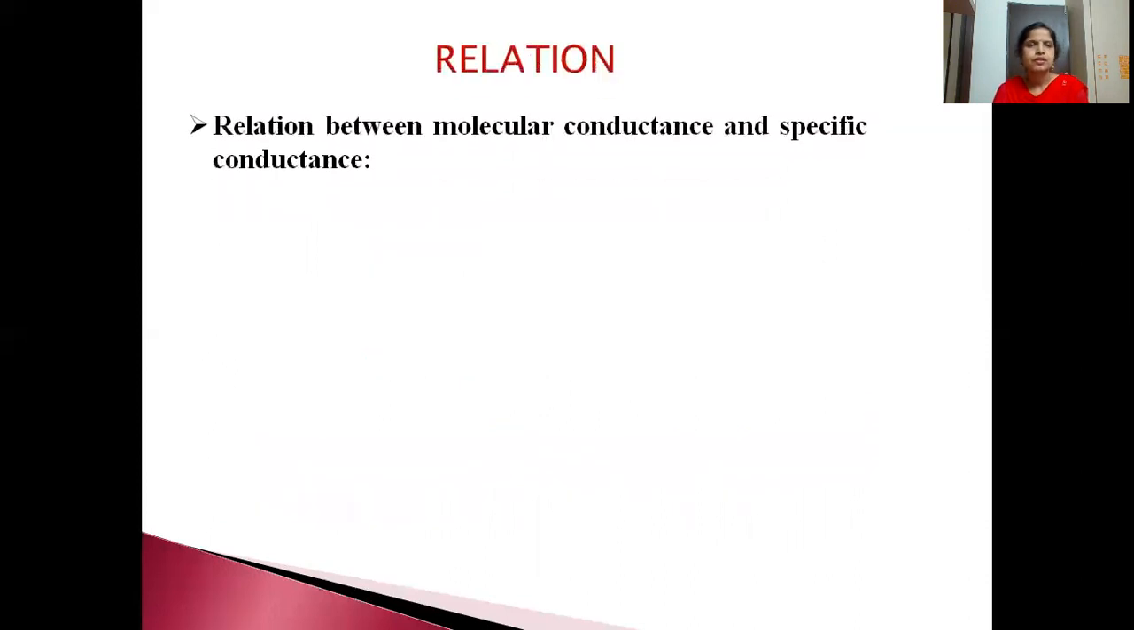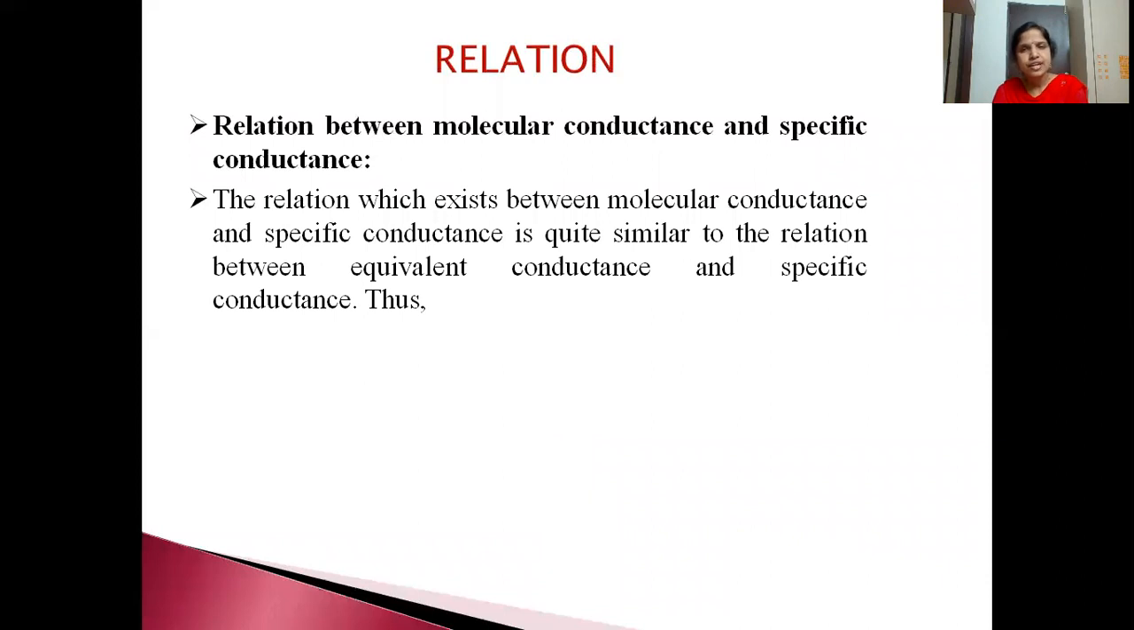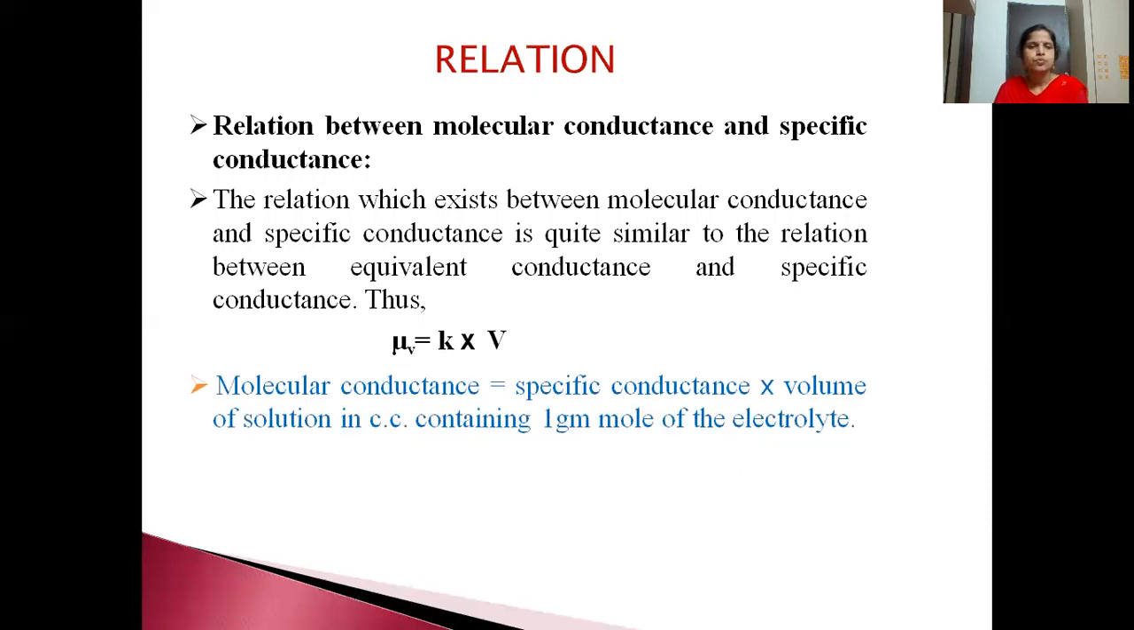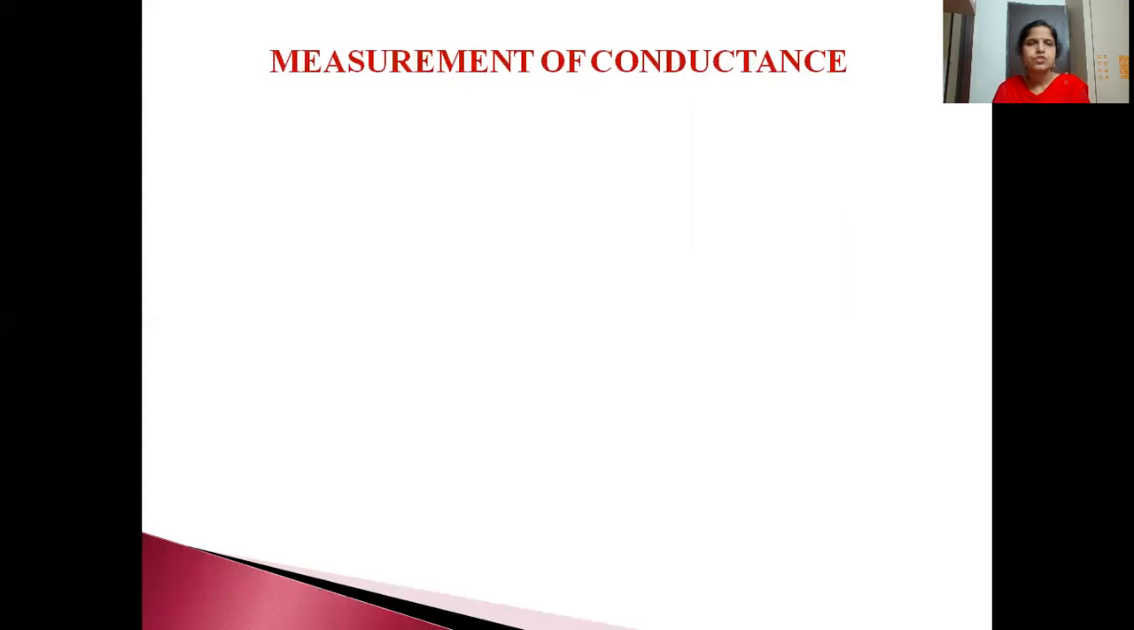Then what is the relation between molecular conductance and specific conductance? It is also similar to that of the equivalent conductance. Here molecular conductance, which we represent by mu, is equal to K into V. So molecular conductance is equal to specific conductance into the volume of the solution in ml containing 1 gram mole of the electrolyte. All these expressions will be useful for us for solving the numerical problems.